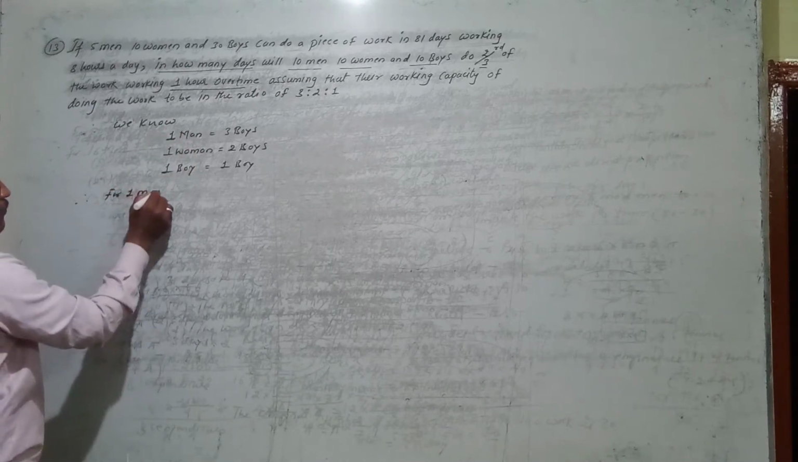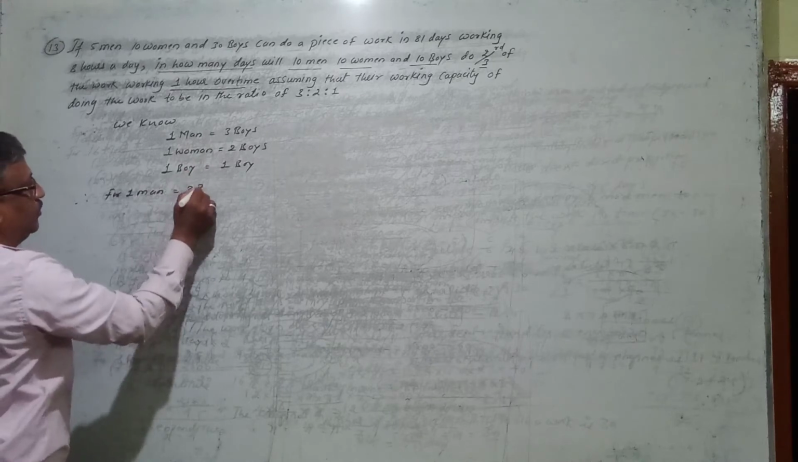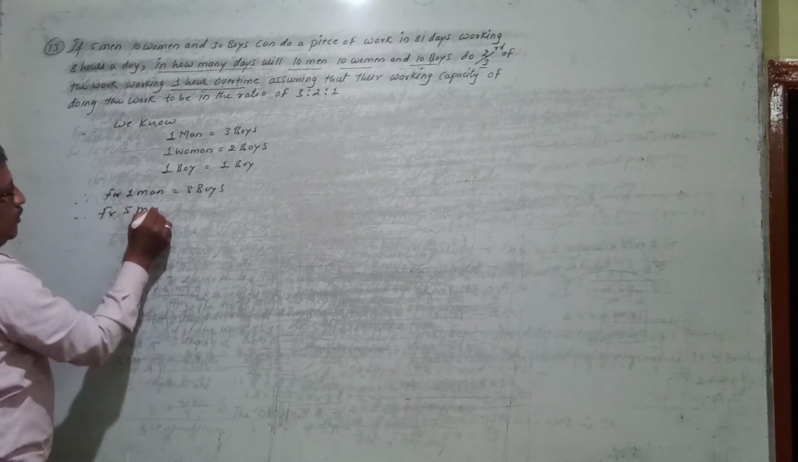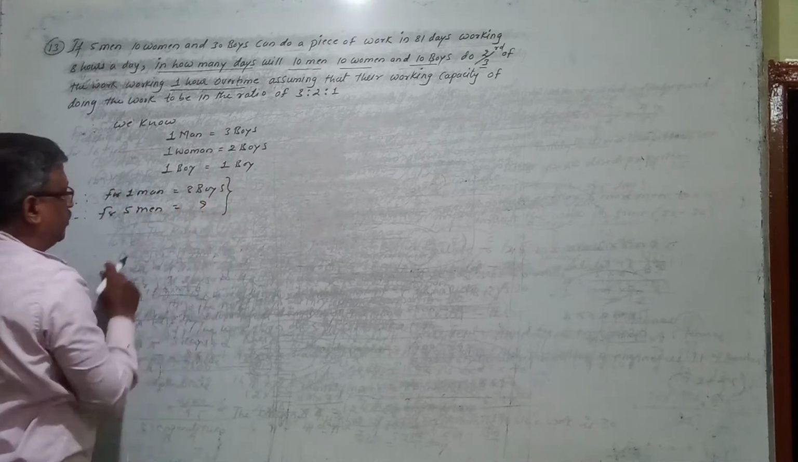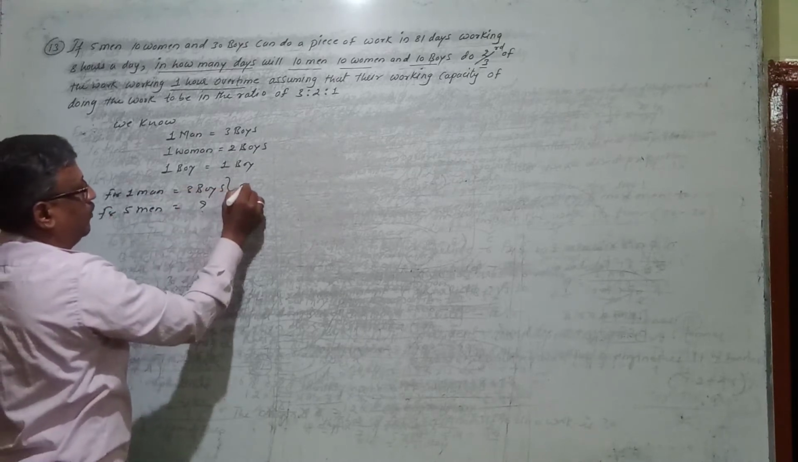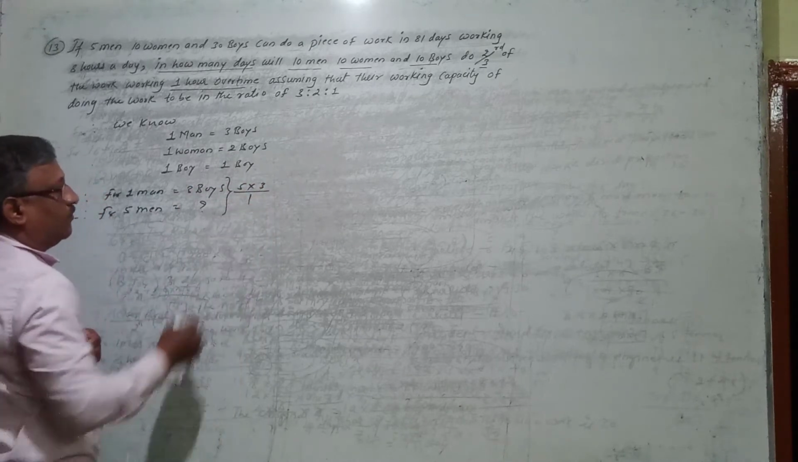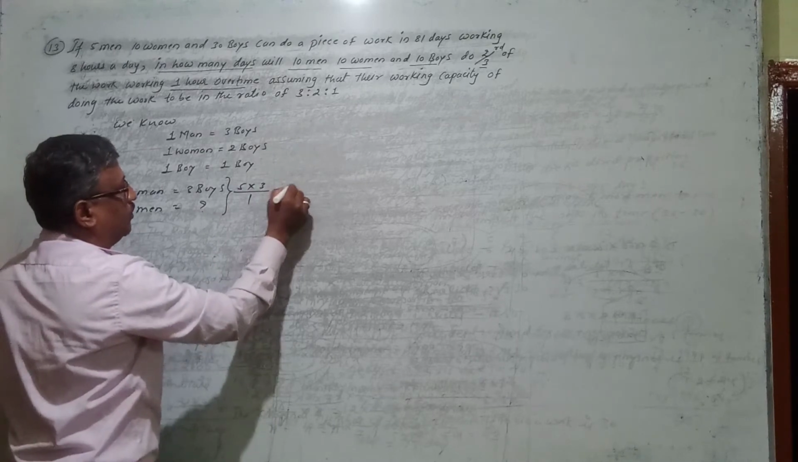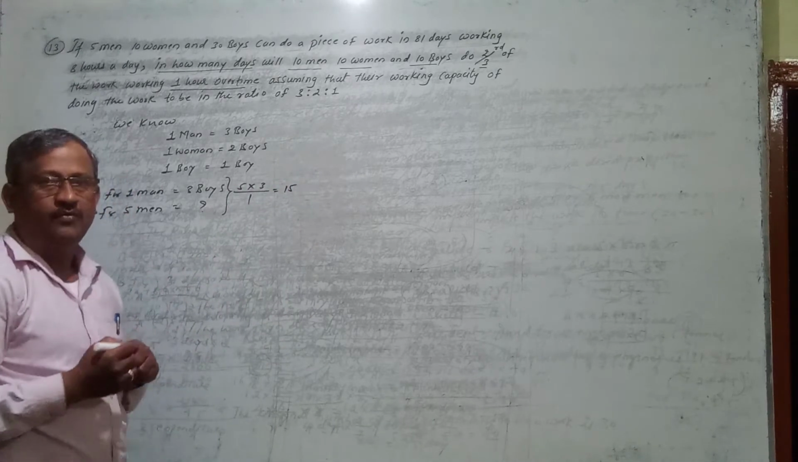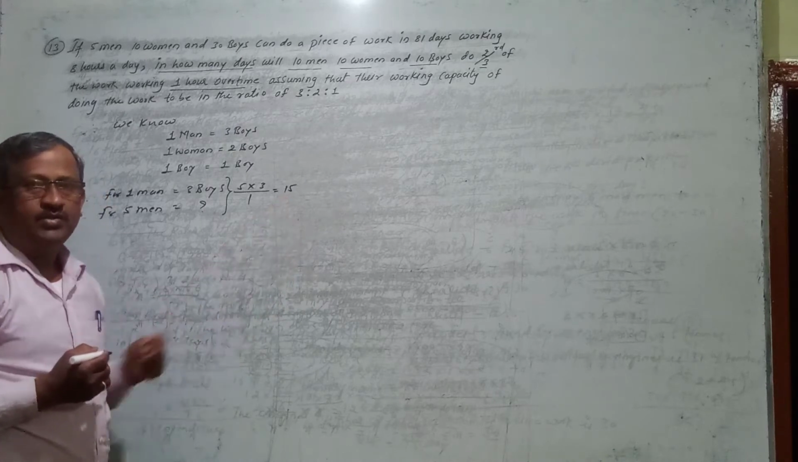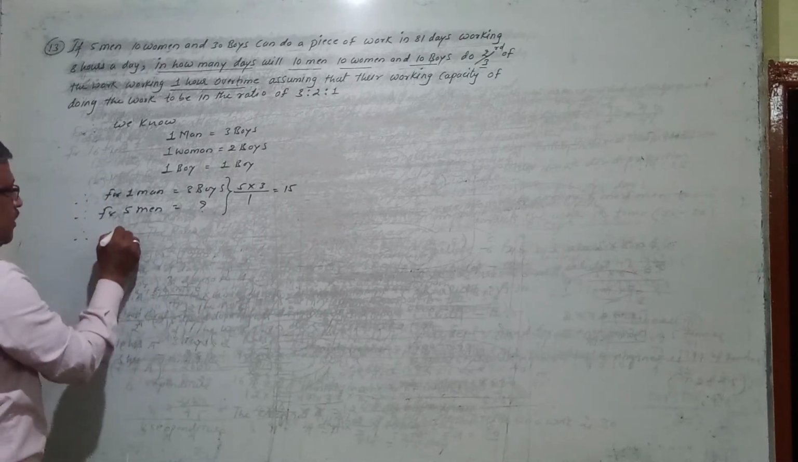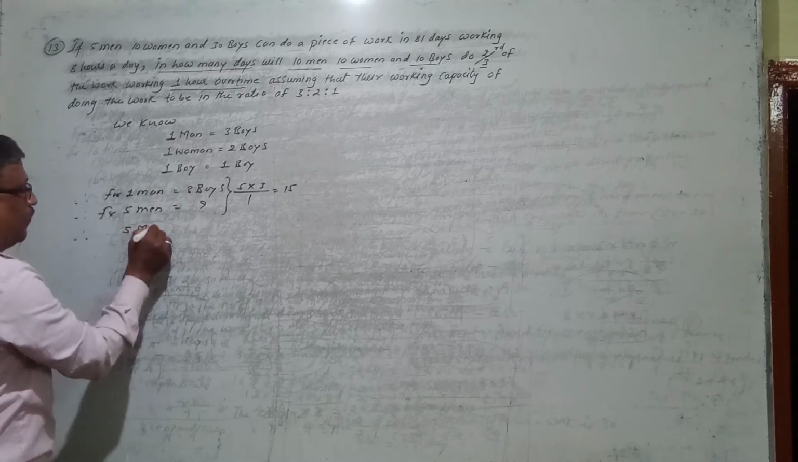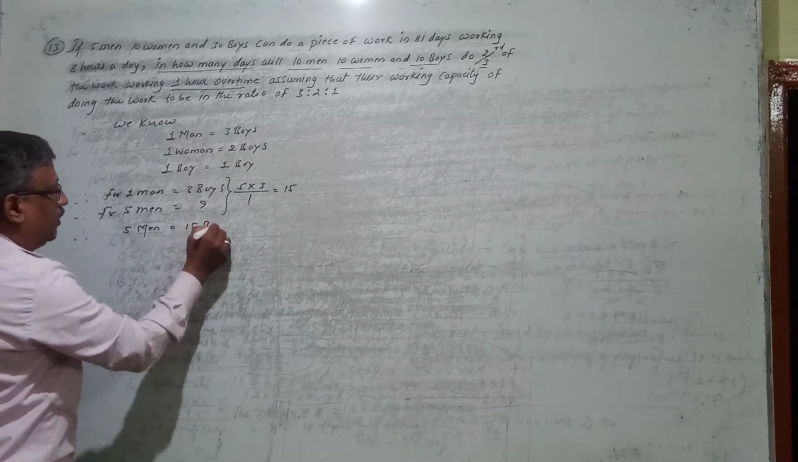If 1 man is equal to 3 boys, so what I want is 5 men. 5 men equal to how many boys? So it is 5 into 3 divided by 1, equal to 15. In place of 5 men we have to employ 15 boys. So here you write 5 men equal to 15 boys.